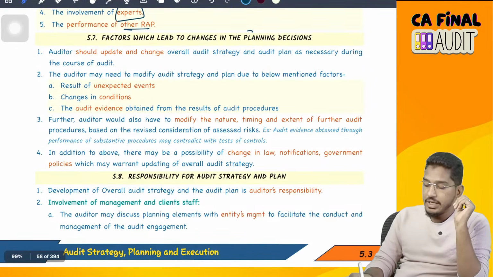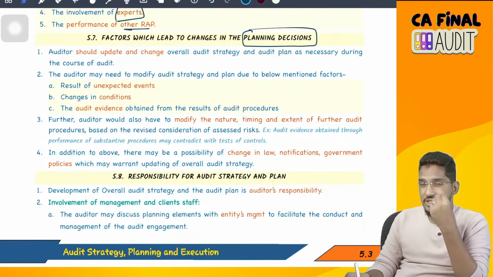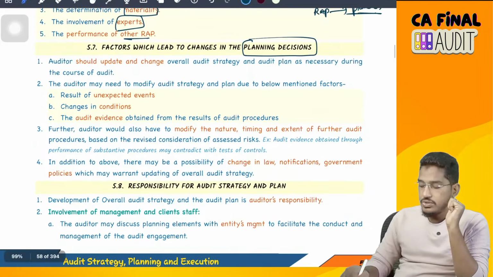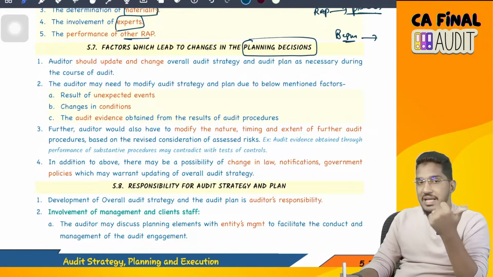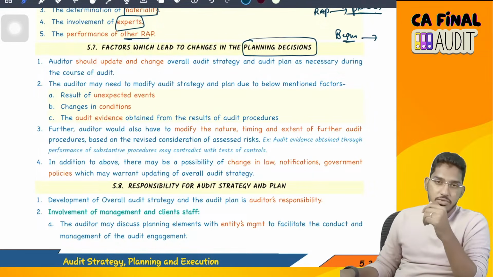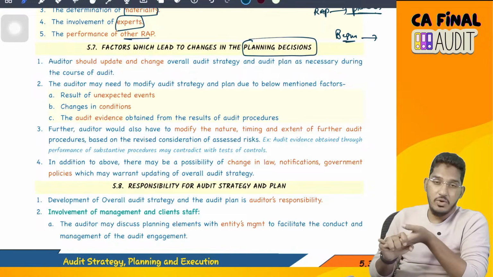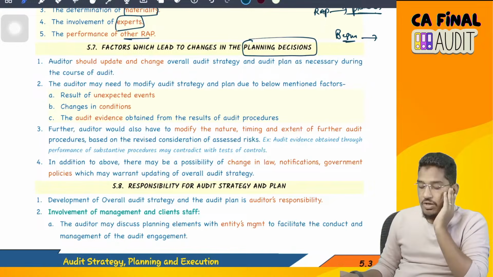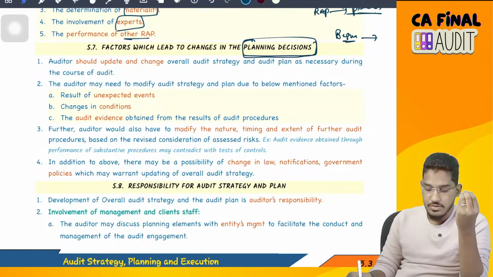Next. Sir, you are telling planning, just now as I have told, during the course of the audit, we might be required to make changes to our planning decisions, no? Generally, at the beginning of the audit, we decide the plan. But during the course of the audit, we might be required to make changes to our planning decisions. What do you mean by making changes to the planning decisions? Changing my audit strategy, changing my audit plan, changing my audit program. Sir, what are the circumstances which might lead to changes in the planning decisions?